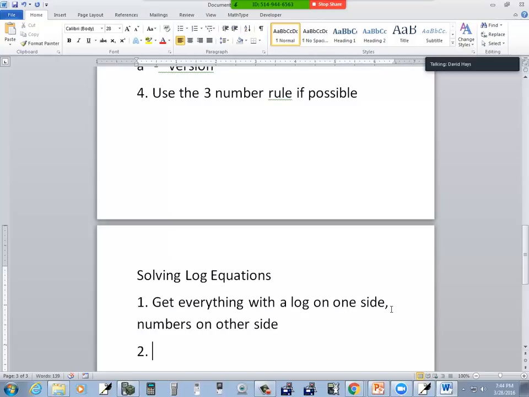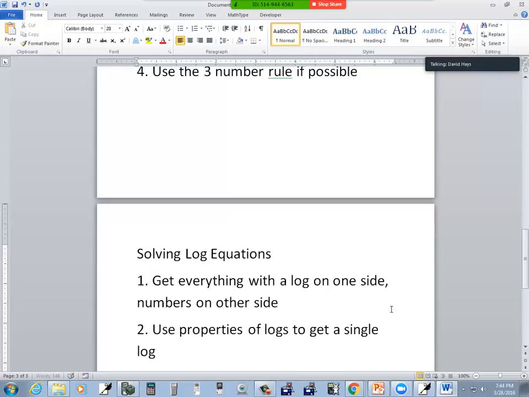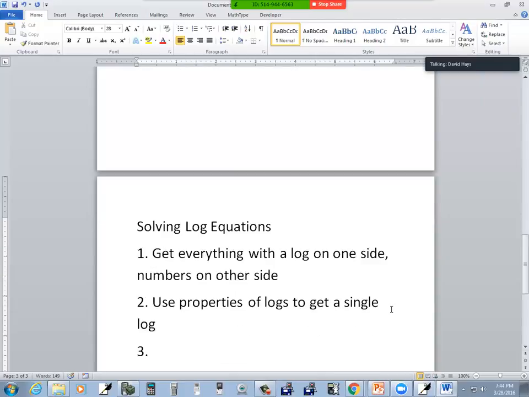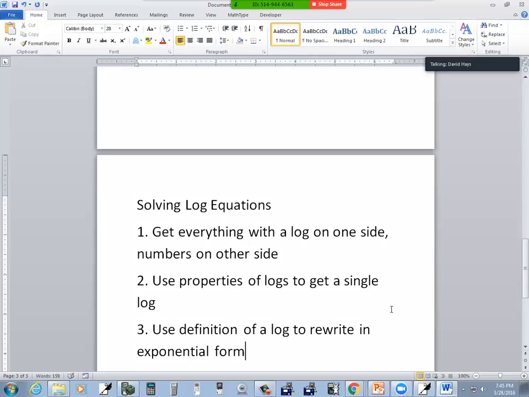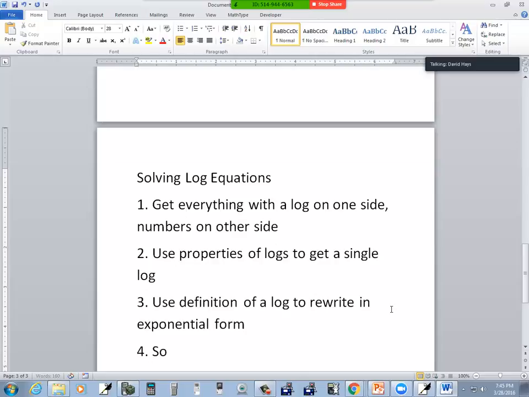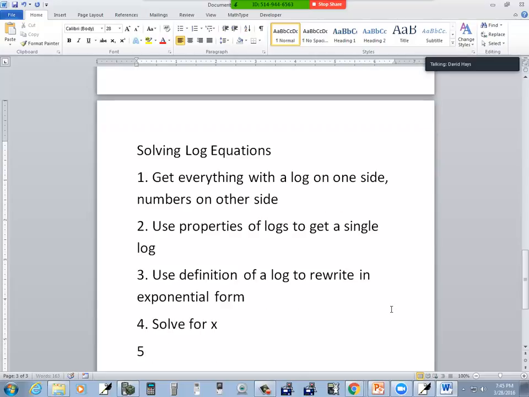Step 2, this is the one we won't have to do. We use properties of logs to get a single log. That's not covered in this course, the properties of logs. I mean, besides the properties I'm showing you. Step 3, use the definition of a log to rewrite in exponential form. And then step 4 is solve for x. And step 5 is to check your answers.